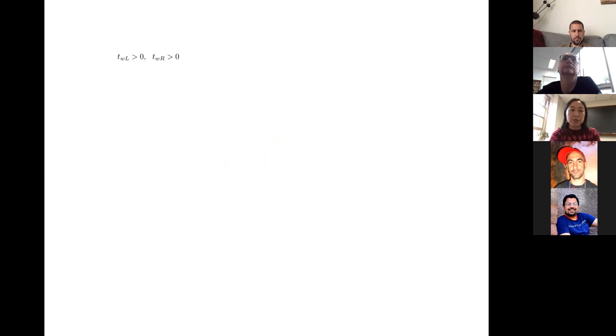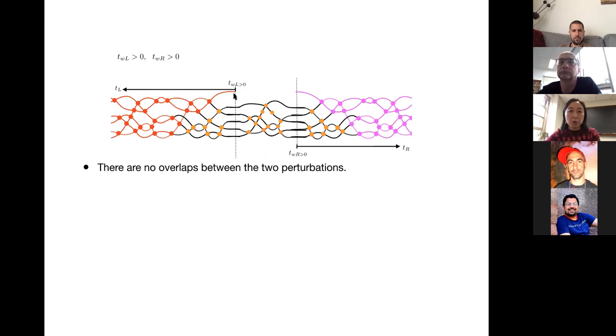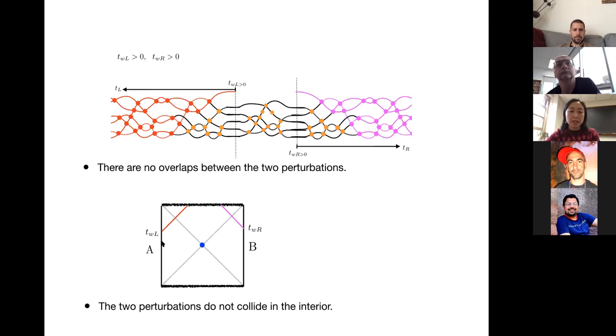Let's first imagine a situation where Alice sends something from the left boundary at t_WL positive, and Bob sends something from the right boundary at t_WR positive. Then if you draw the quantum circuit, you see that there are actually no overlaps. Positive right time here, positive left time here. There are no overlaps in the quantum circuit. Correspondingly, the two perturbations do not collide in the interior. So far, we are only discussing a neutral black hole.